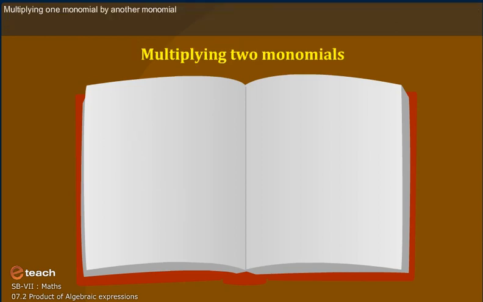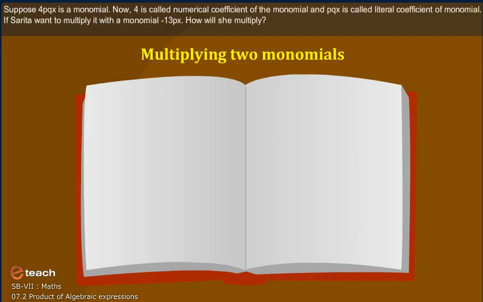Multiplying one monomial by another monomial. Suppose 4pqx is a monomial. Now, 4 is called the numerical coefficient of the monomial and pqx is called the literal coefficient of the monomial. Now, if Sarita wants to multiply it with a monomial minus 13px, how will she multiply?